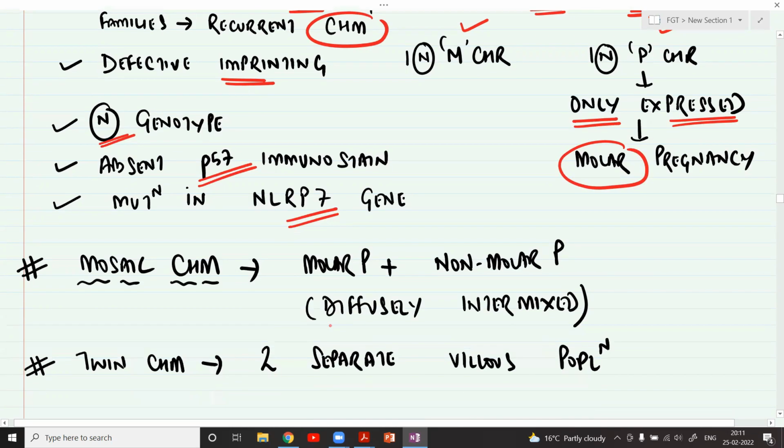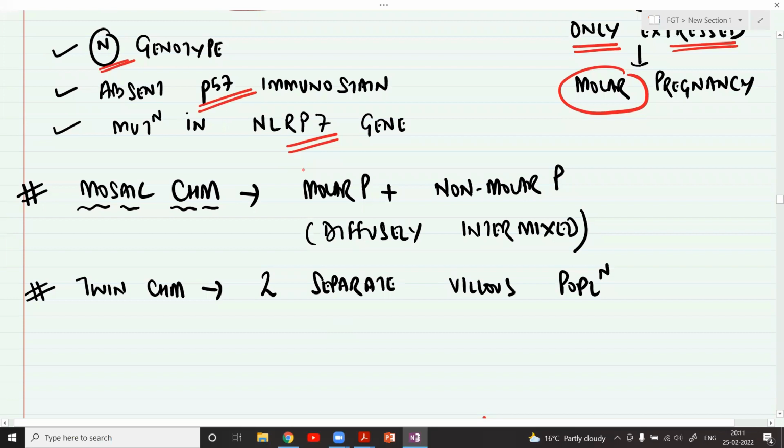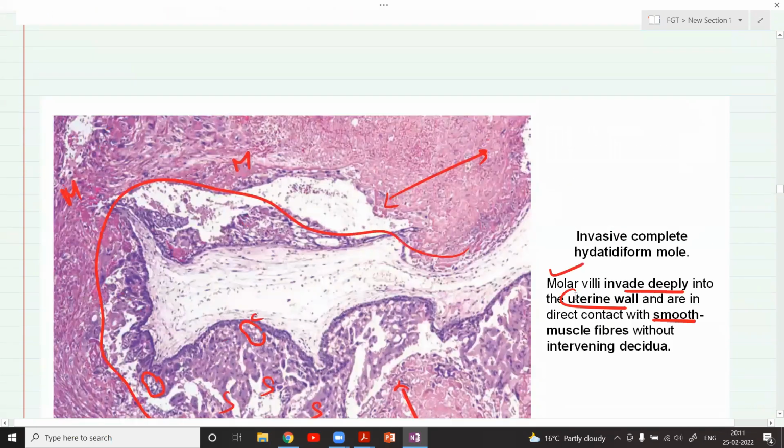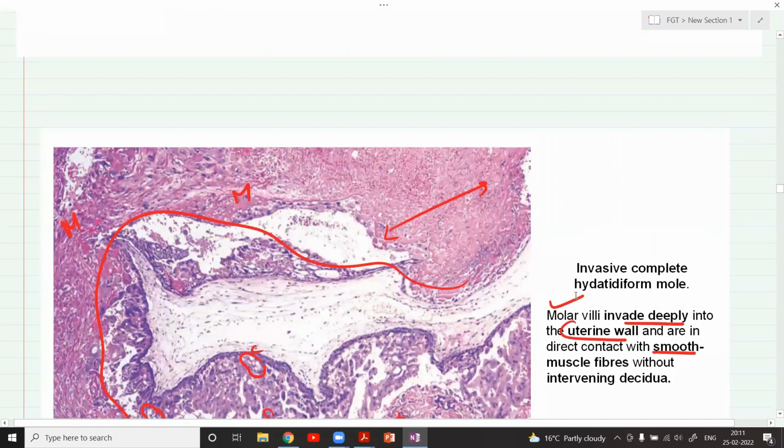Okay. Now there is a term called mosaic complete hydatidiform mole. Over here, you have a molar pregnancy along with a non-molar pregnancy, and they are diffusely intermixed with each other. That is called a mosaic complete hydatidiform mole. Whereas the twin complete hydatidiform mole is a condition where two separate villus populations are present. Okay, so these are just a few important terms that I am letting you know. So with this we have completed in detail the molar pregnancy.